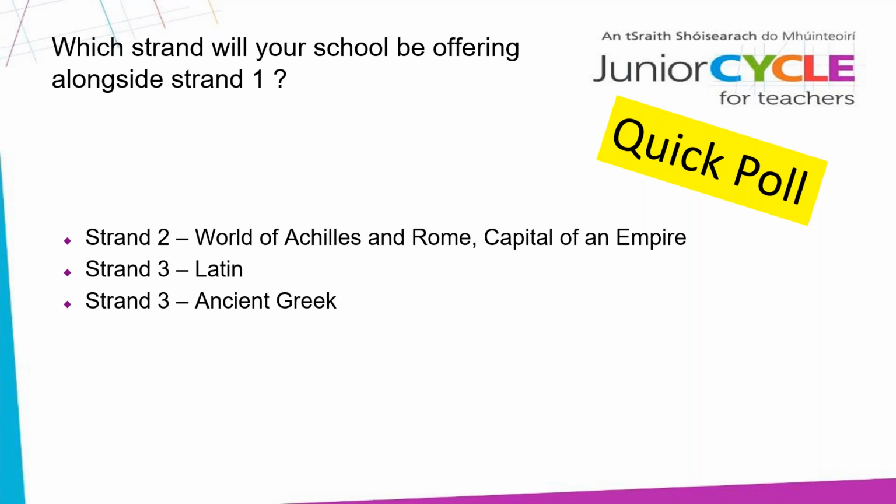Okay, so I want to pause here and take another quick poll to get a better understanding of the audience we have available here tonight and what strands they will be covering with their first years next September alongside Strand 1. So when I launch the poll, if you could tell me whether you're going to be covering Strand 2, World of Achilles and Rome, Capital of an Empire, Strand 3 with Latin as your chosen language, Strand 3 with Greek as your chosen language, or possibly the option here of you're not teaching Junior Cycle Classics next year.